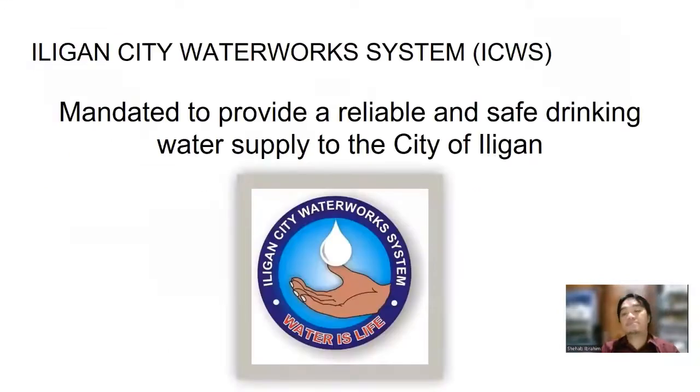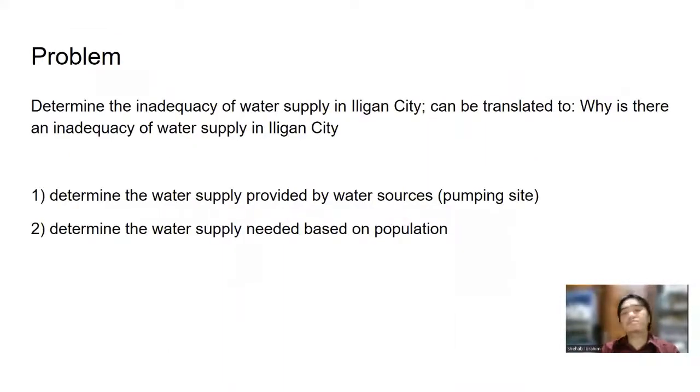Now, what is our problem? The problem is that there is an inadequacy of water supply in Iligan City. What we are trying to solve is to determine the inadequacy of water supply in Iligan City, which can be translated to why there is an inadequacy of water supply. Our specific objectives are to determine the water supply provided by the water resources or the pumping station, and to determine the water supply needed based on the population.